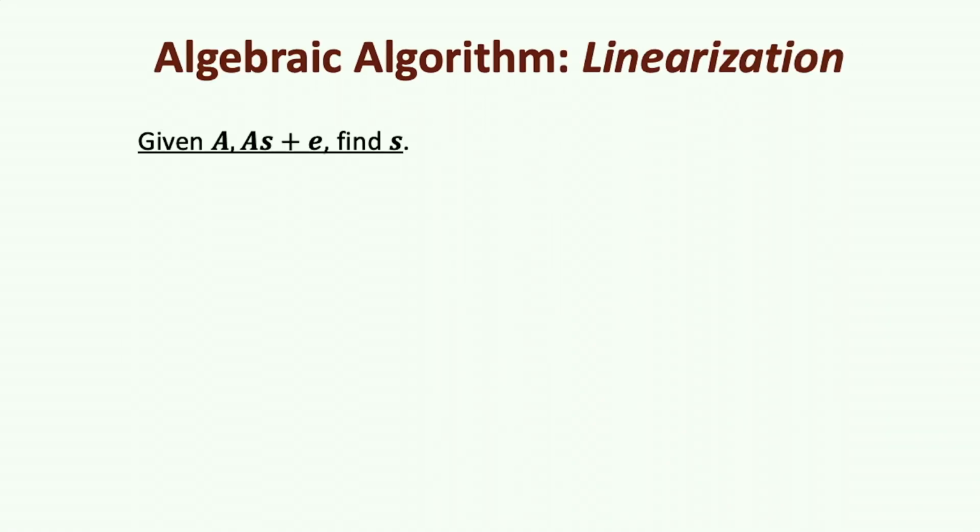Okay, so again, let's step back, take a breath. Here's the problem we want to solve. Given A and AS plus E, find S. Actually, it doesn't matter. You can find E, then you can find S, right? They're informationally equivalent. If you find the error, subtract the error from AS plus E, then do Gaussian elimination. So how would you go about solving this problem?